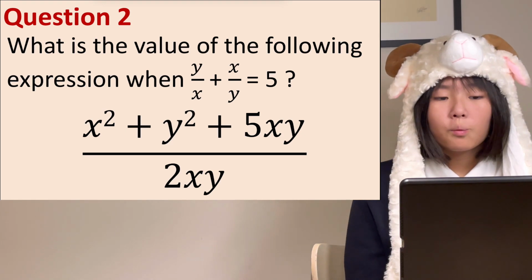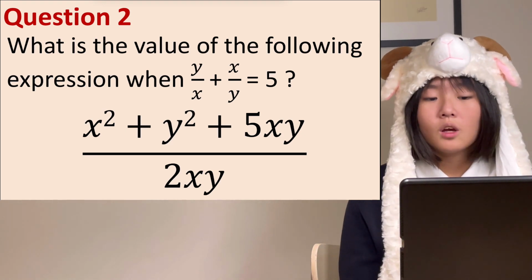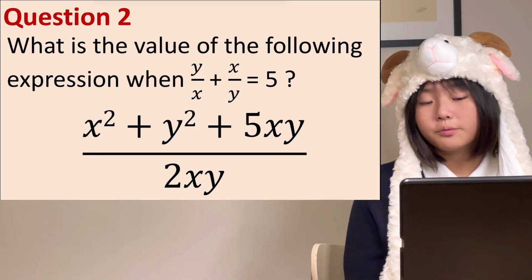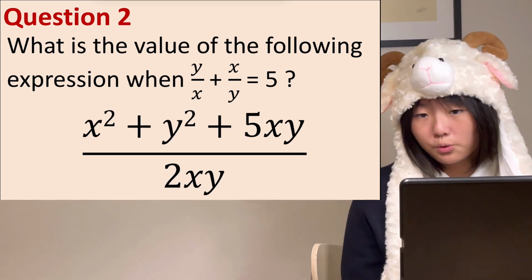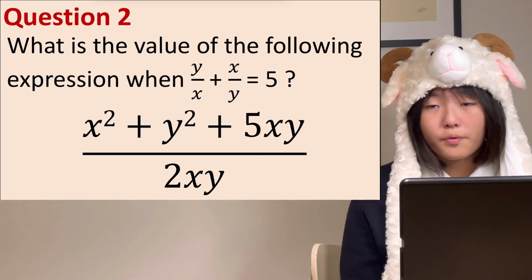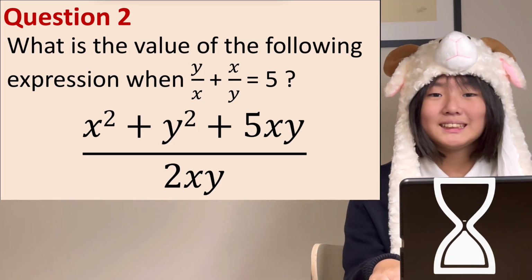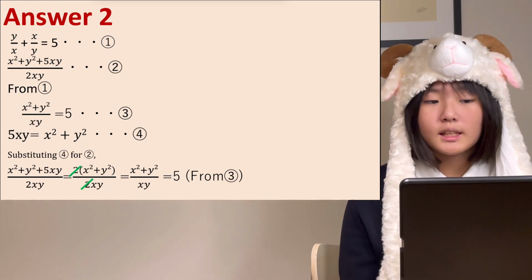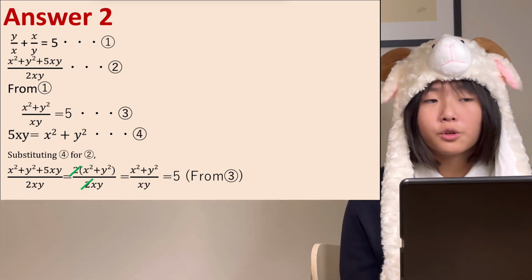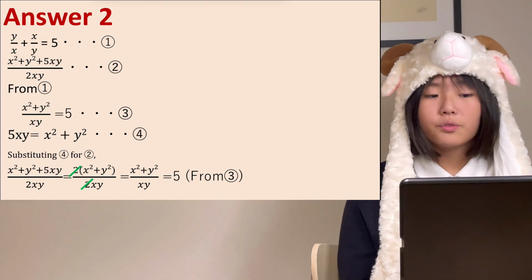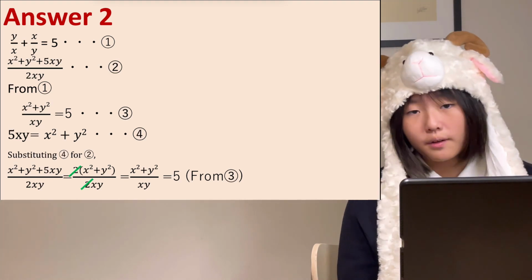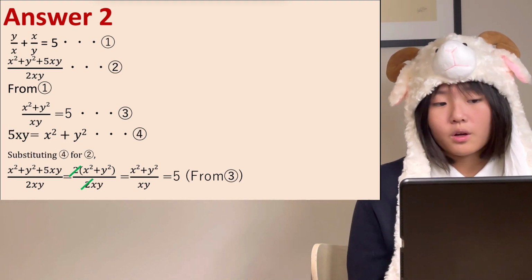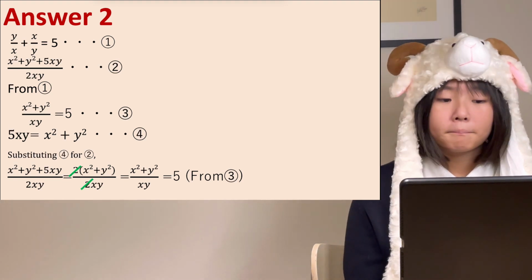Number 2. What is the value of the following expression when y over x plus x over y equals 5? x squared plus y squared plus 5xy over 2xy. The answer is, use this in a simultaneous equation. So your first equation is y over x plus x over y equals 5. Your second equation is x squared plus y squared plus 5xy over 2xy.